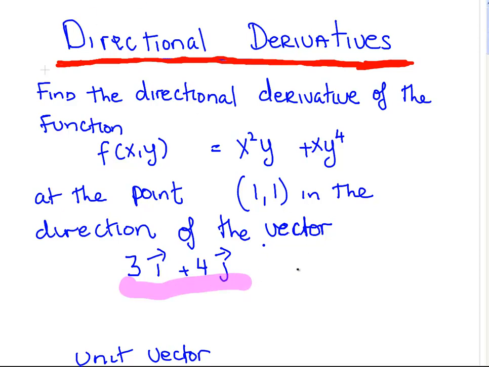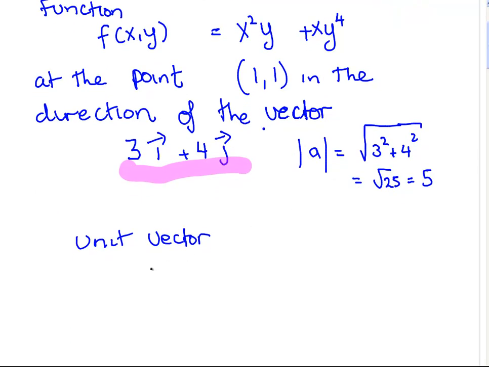So the absolute value, let's just call it A, is 3 squared plus 4 squared. That's equal to the square root of 25, which is 5. Okay, so the unit vector is 3 over 5 i plus 4 over 5 j. Essentially, we divide each term by the absolute value. That's what we're doing here. So that's the unit vector.